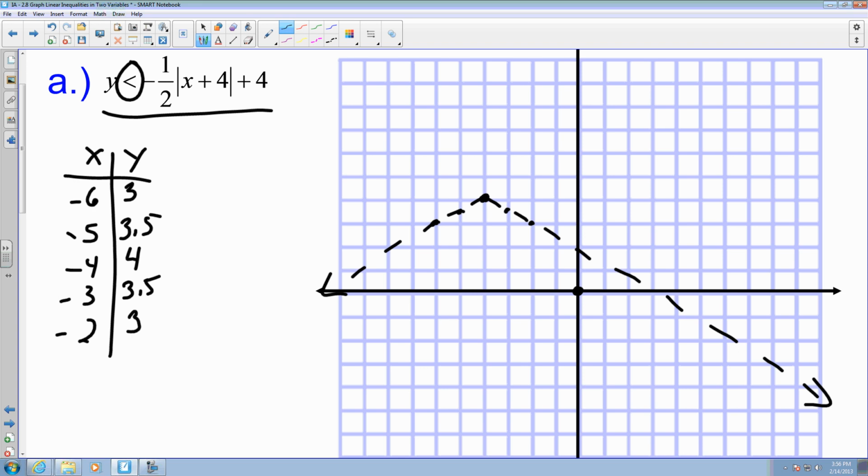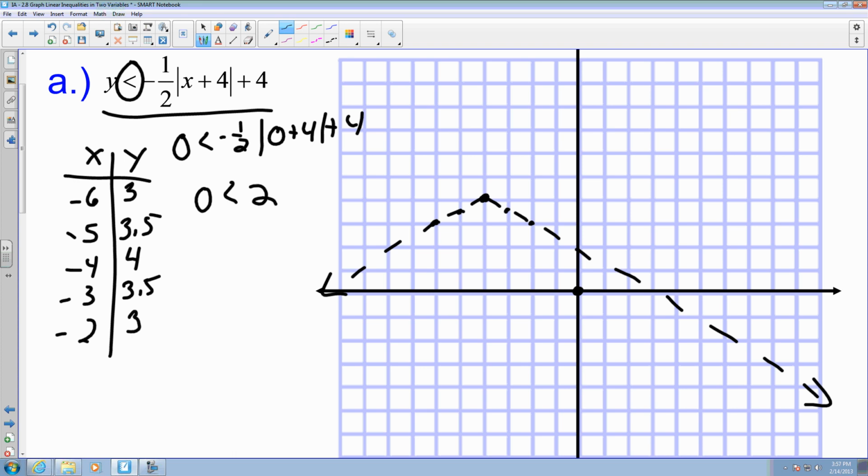Now the last thing we got to do is we're going to use a test point. So I'm going to use 0, 0 as my test point. So I'm going to say 0 is less than negative 1/2 times the absolute value of 0 plus 4, all of which is plus 4. And if I do the math, 0 plus 4 is 4. The absolute value of 4 is 4. 4 times a negative 1/2 is a negative 2. Negative 2 plus 4, so it'd be 0 is less than 2.